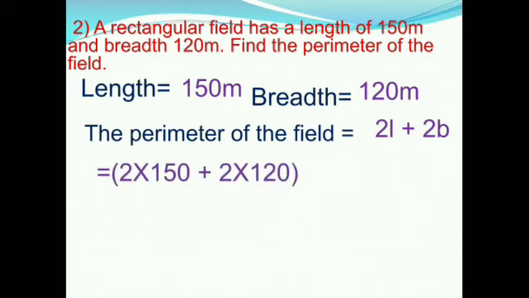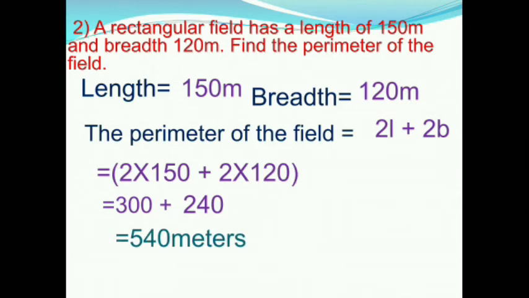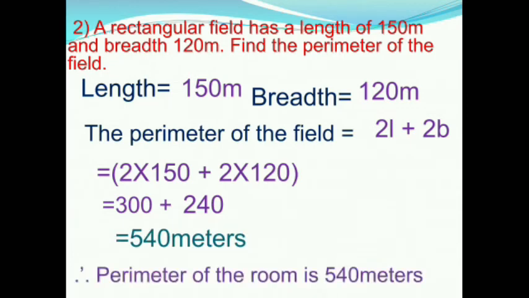2 into 150 plus 2 into 120. 2 150s are 300. 2 120s are 240. Now we should add this. 300 plus 240 is equals to 540 meters. Therefore, perimeter of the field is 540 meters.